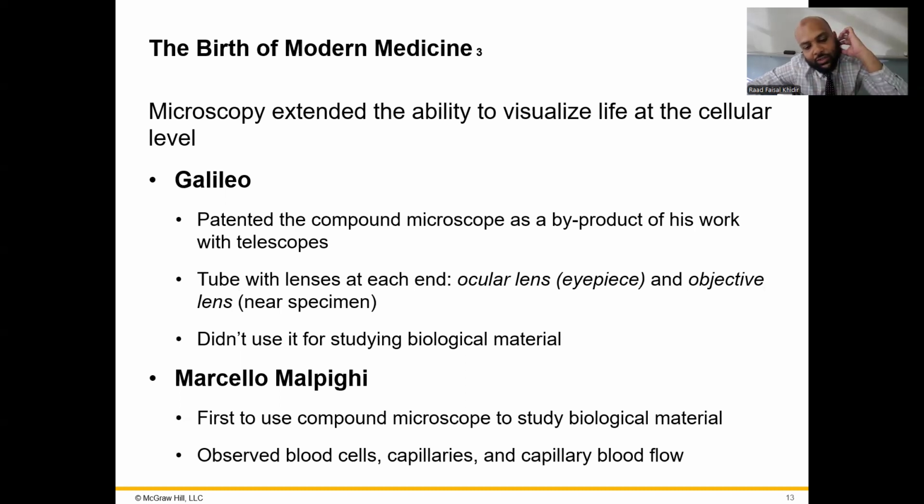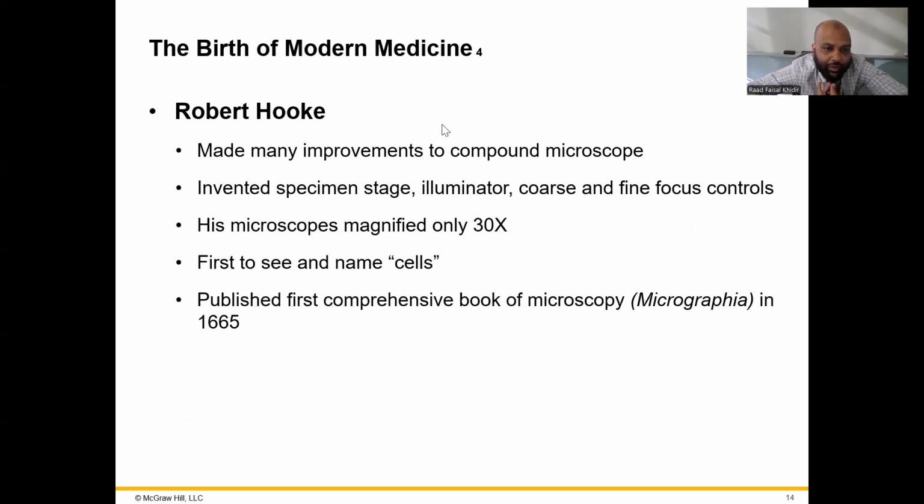Observe the blood vessels, capillaries, and capillary blood flow. Then Robert Hooke came in, and Robert Hooke made many improvements to the compound microscope, and he invented the specimen stage. So he developed the microscope and the illuminator and coarse and fine focus controls. His microscopes magnified only 30 times.